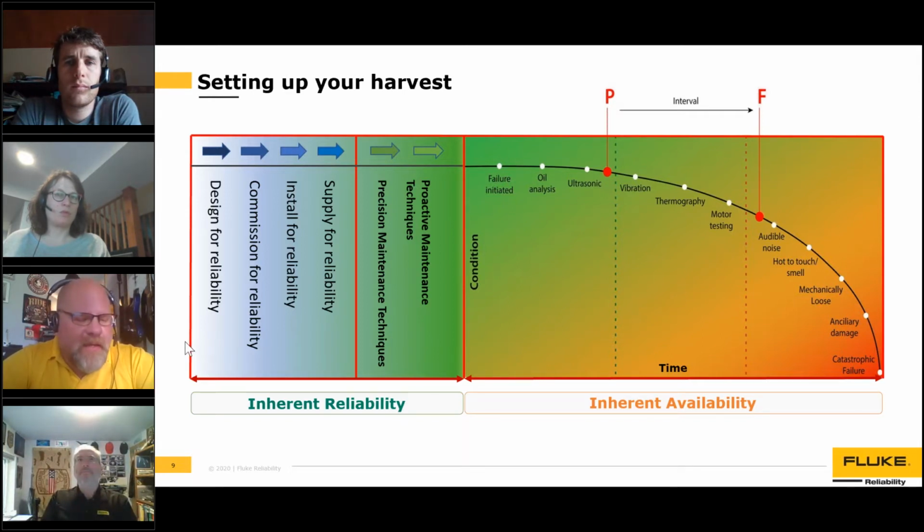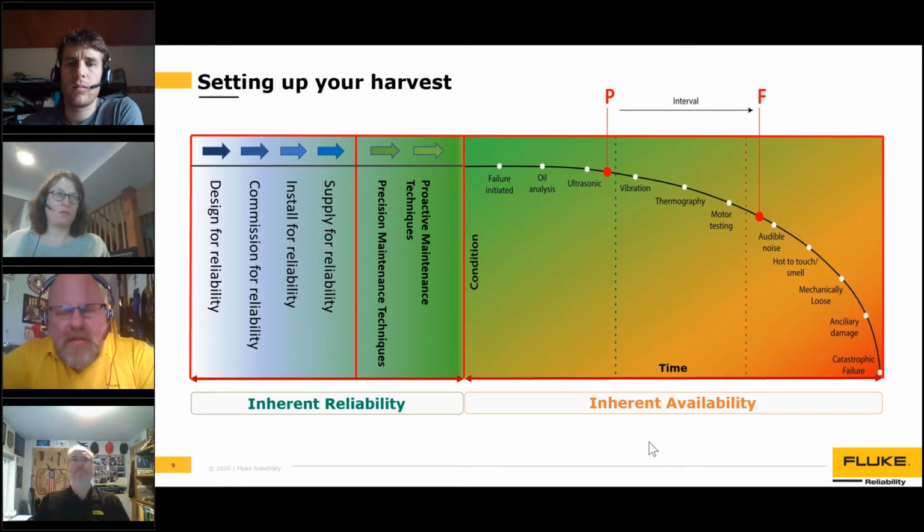So inherent reliability, if we think about it: if we didn't design it for reliability, we didn't commission it for reliability, we didn't install it, we didn't supply for it, then we're actually impacting the classical side of the PF curve called inherent availability. Okay, and inherent availability, the entire realm is all corrective maintenance. And I think that was part of the revolution, a revelation that people had to come to realize that, wow, everything we're doing on the PF is corrective. So we call that, especially the PF interval, the corrective domain. Next slide, please.